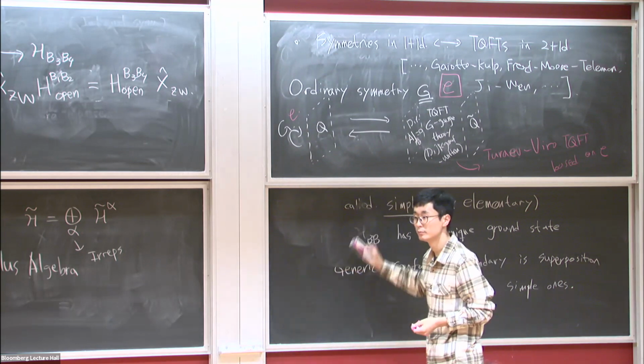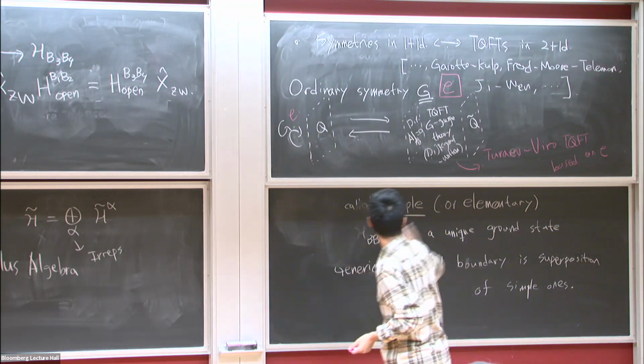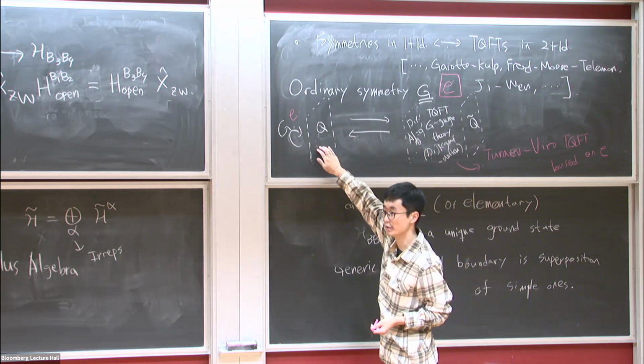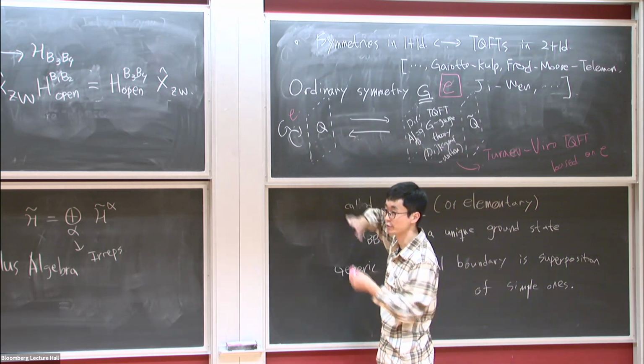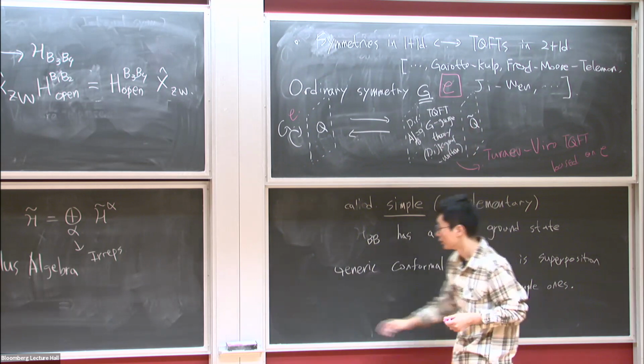Say again what Q tilde was? Oh, so Q tilde is just the boundary condition defined by the original theory Q, but the Q is coupled to the G gauge field. Okay, thank you.